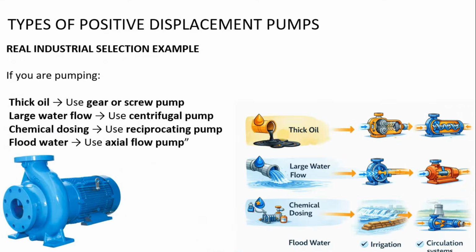Okay, all right. Now if you see a real industrial selection example, if you are pumping thick oil, you can use a gear or screw pump. If there is a large water flow, we can use the centrifugal pump. If there is chemical dosing, we can use a reciprocating pump. If there is flood water, we can use an axial flow pump. So these are some selection examples. Okay, it could be different as well. I am just giving a thumb rule example.